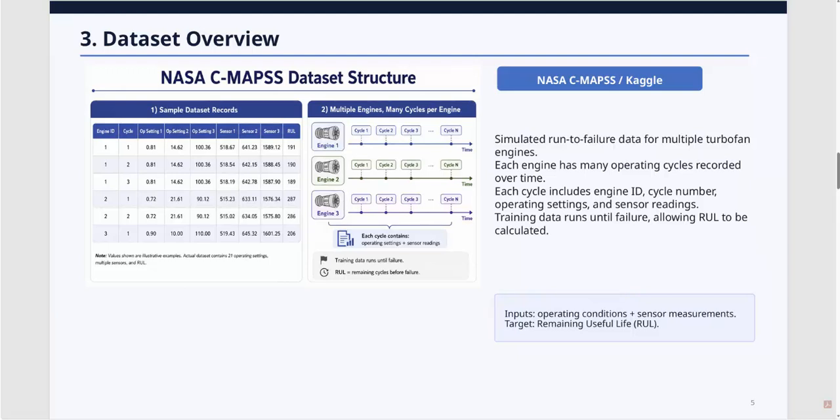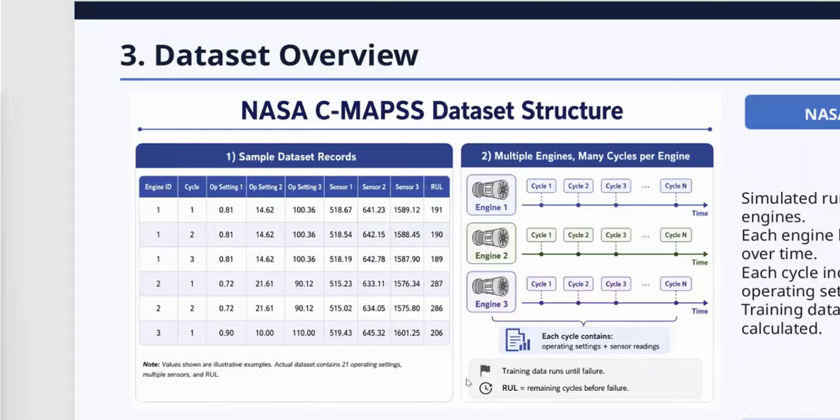Each engine is represented as a separate unit and is observed across many operating cycles. At each cycle, the dataset records several types of information. In the training data, engines are observed until failure. Okay, let's dive into the pictures we have.